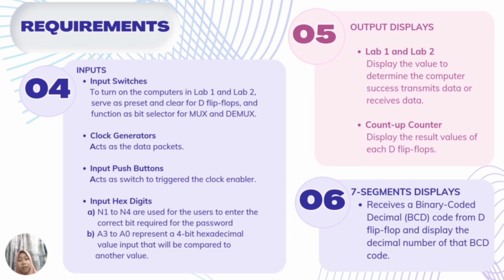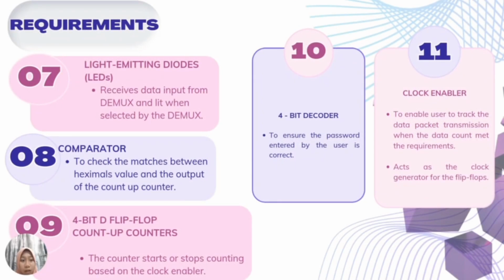Number 6 is 7-segment displays. It receives a binary coded decimal code from the D flip-flop and displays the decimal number of that BCD code. Number 7 is light emitting diodes. They receive data input from the demux and light up when selected by the demux. Number 8 is the comparator. It is used to check the match between the hexadecimal value and the output of the count-up counter.